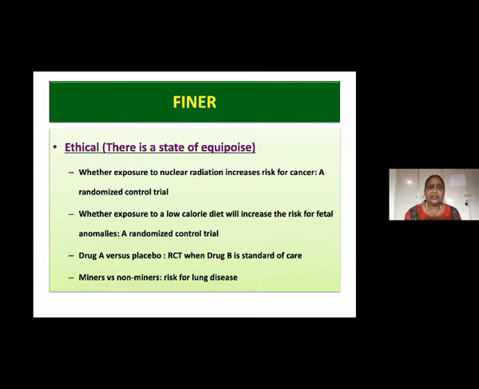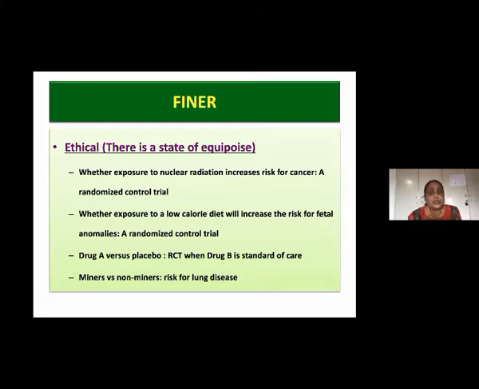Is it ethical? So whenever you have to do a study, there has to be a state of equipoise. That means we do not know what is right and wrong. So out of these 4 or 5 things, can you tell me which ones are ethical? Think in your own mind. Whether exposure to nuclear radiation increases risk for cancer. A randomized controlled trial, can we do something like that? No, we can't do. We can't expose somebody to nuclear radiation and put them at risk for cancer.